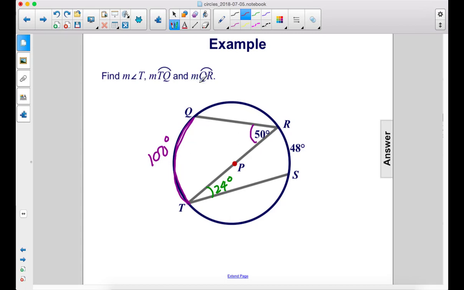And finally, the measure of arc QR. So here, what we can use to our advantage is the fact that this is a semicircle. From here, over this way, and this way, this is going to be 180 degrees. So if this is 100, that makes this portion 80 degrees.